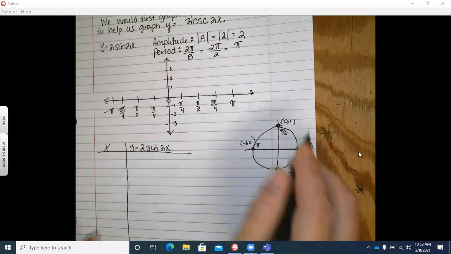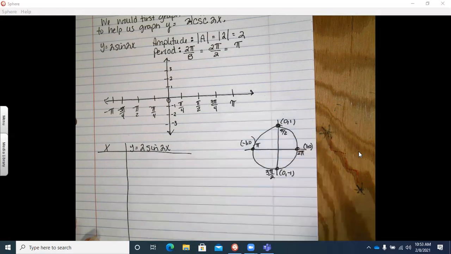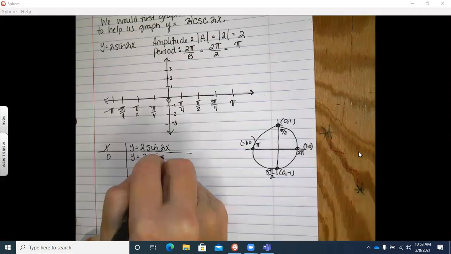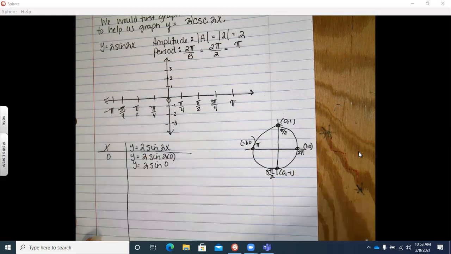So let's start when x is 0. That's going to be y equals 2 times the sine of 2 times 0. So we're going to do 2 times 0 first, which would be 2 times the sine of 0, right? Then remember, we have to find the sine at 0. What is the sine at 0? 0, because your sine is your y value, right? So 2 times the sine at 0 is 0. 2 times 0 is 0. So we have an ordered pair at 0, 0.